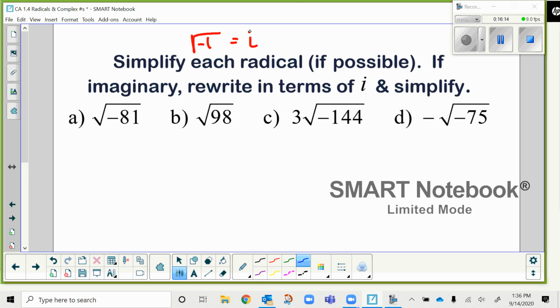So for example, on problem A, I'm going to break that negative 81 into two things. Negative 1 times 81. That's fair, right? That's the same thing. But now there's two things going on. There is the square root of the 81. Show me with your fingers what's the square root of 81. It's a perfect square. I'm looking at all of you on my second screen. 9, thank you. The square root of 81 is 9.